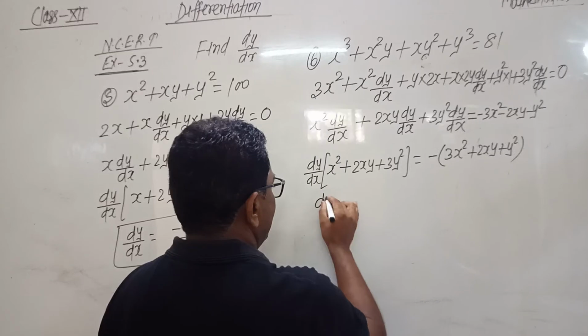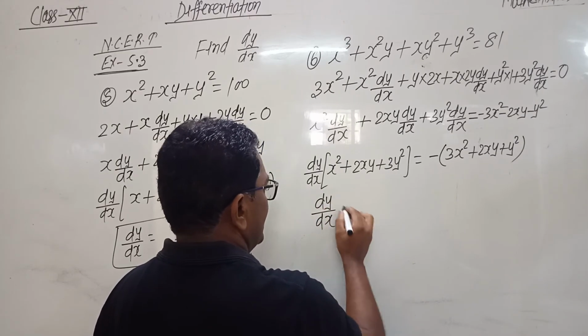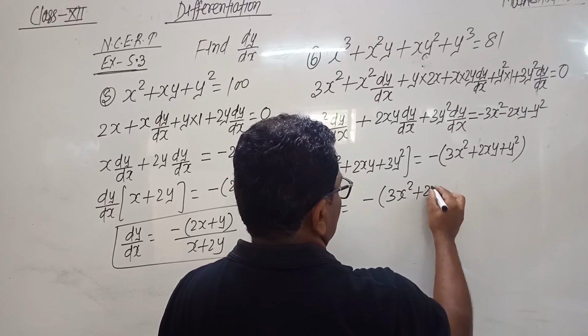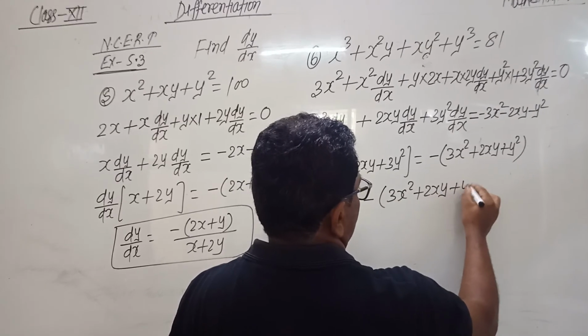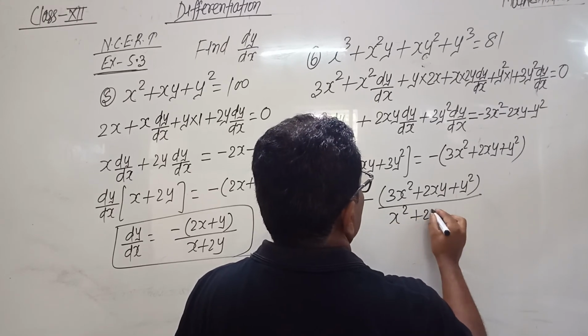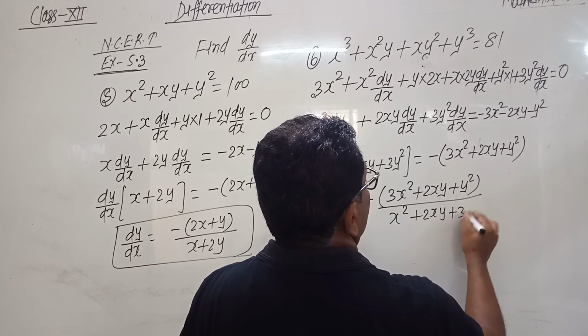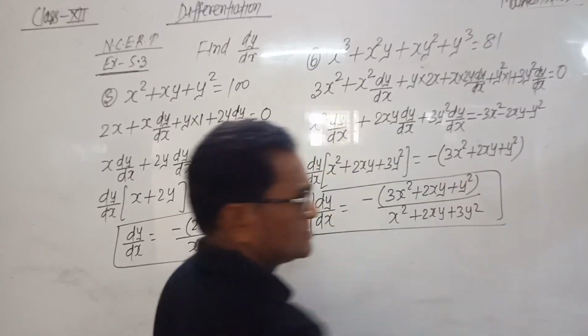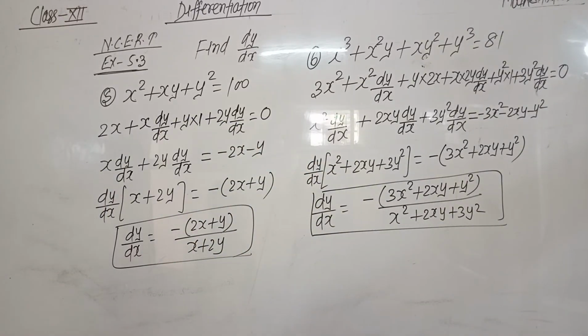Now we isolate dy by dx. dy by dx equals minus 3x square plus 2xy plus y square upon x square plus 2xy plus 3y square. So this is the solution and the value of dy by dx.